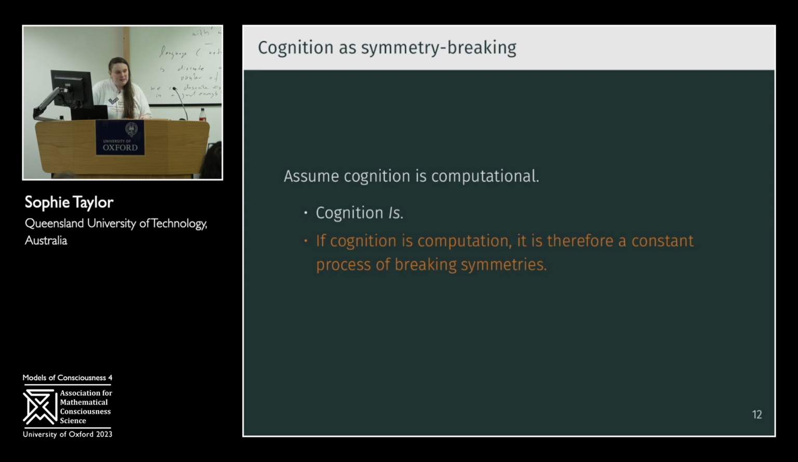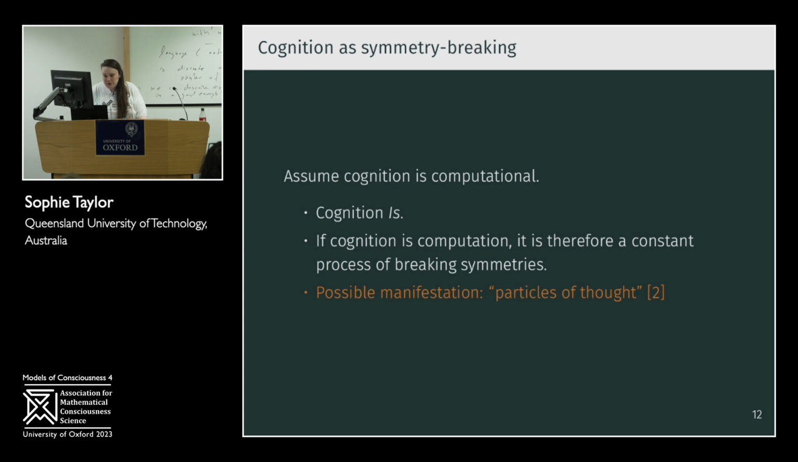Note that this is distinct from using symmetry breaking as a problem-solving strategy. For example, in Boolean satisfiability solvers, a common strategy is to look for ways to reduce the available space of solutions by looking for ways to eliminate redundant options. That's what I mean by using symmetry breaking as a problem-solving strategy.